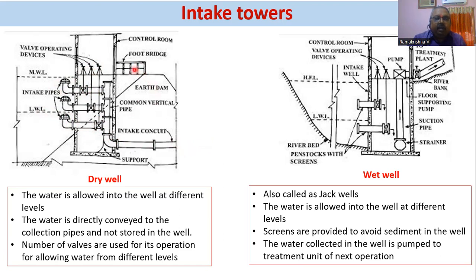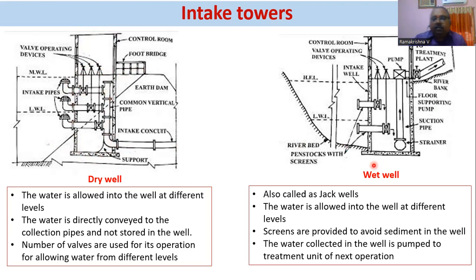And there will be a footbridge. The control room will be there at the top, so that a person can come, and if there is a problem, maintenance problems and all, he can come and check here, complete his job and go. The only thing is, why is it called a dry well? Here the water is not at all stored in the sump. It is directly going out through the outlet.